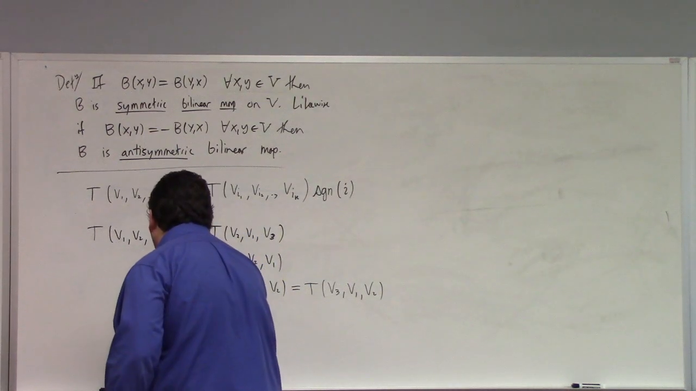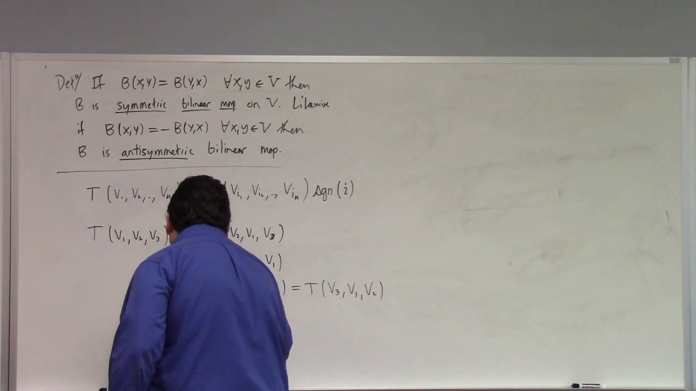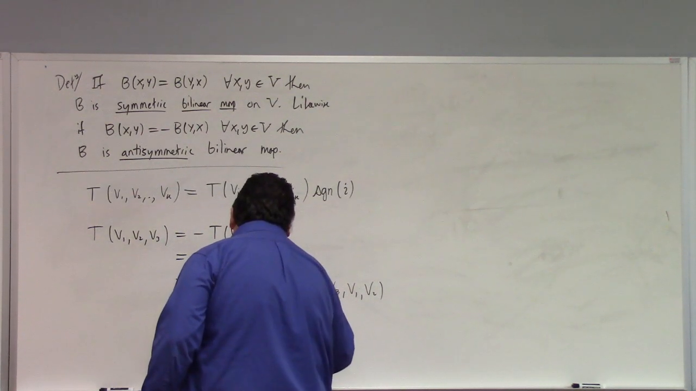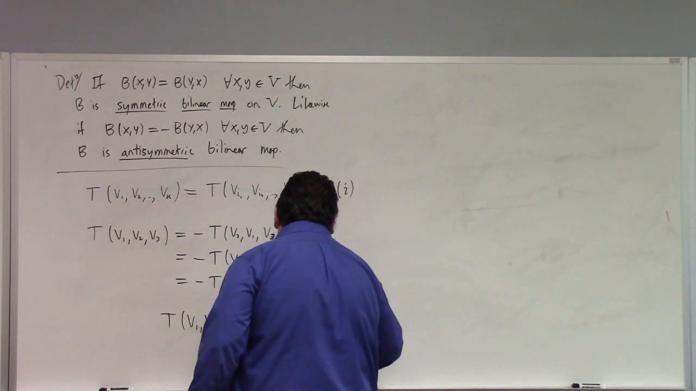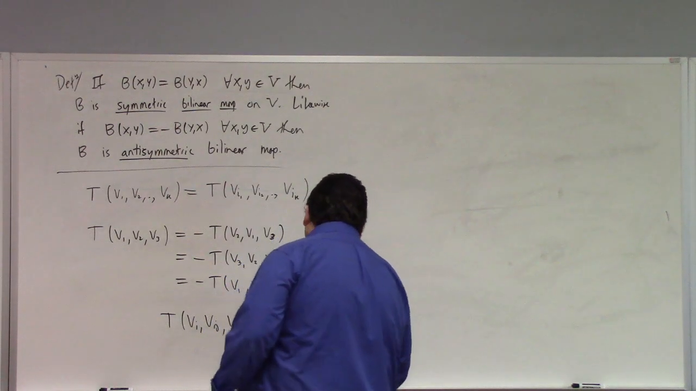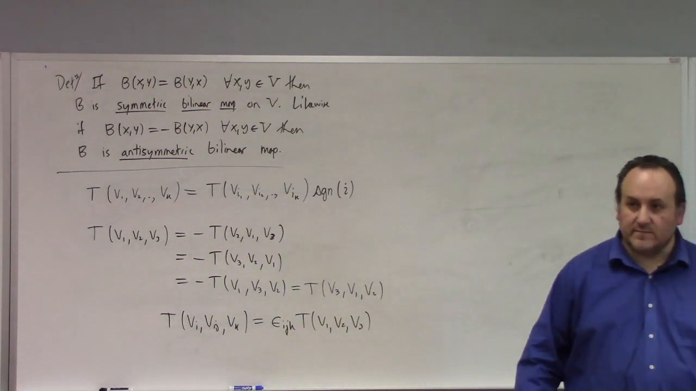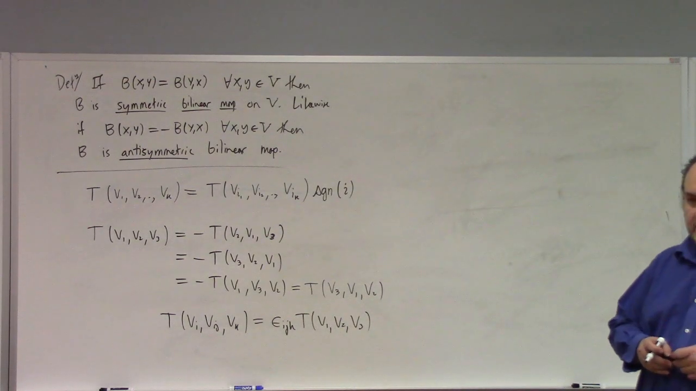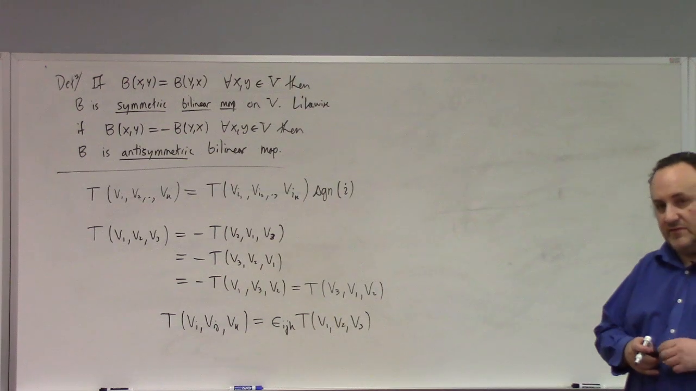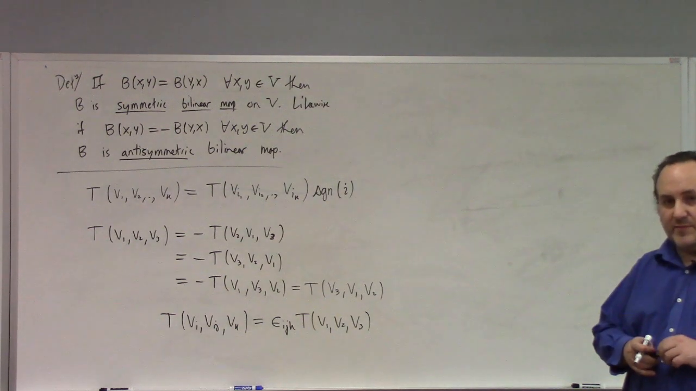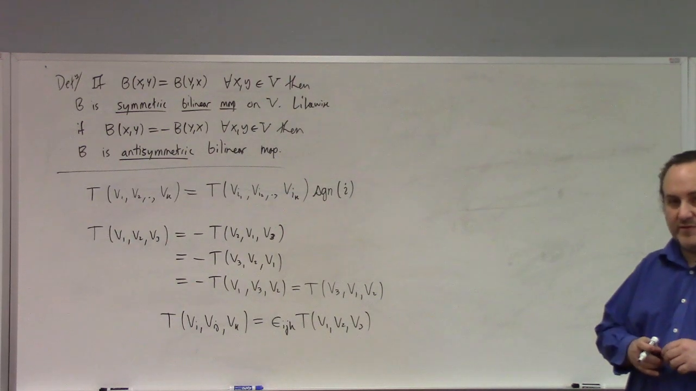Sam's like, can't you just write Vi, Vj, Vk equals epsilon ijk, T of V1, V2, V3? Won't that suffice to capture the complete antisymmetry of a trilinear map? The answer is yes. This is a way we could formulate complete antisymmetry. We could use the Levi-Civita symbol. The thing that is the glue that holds the determinant together can also define complete antisymmetry.